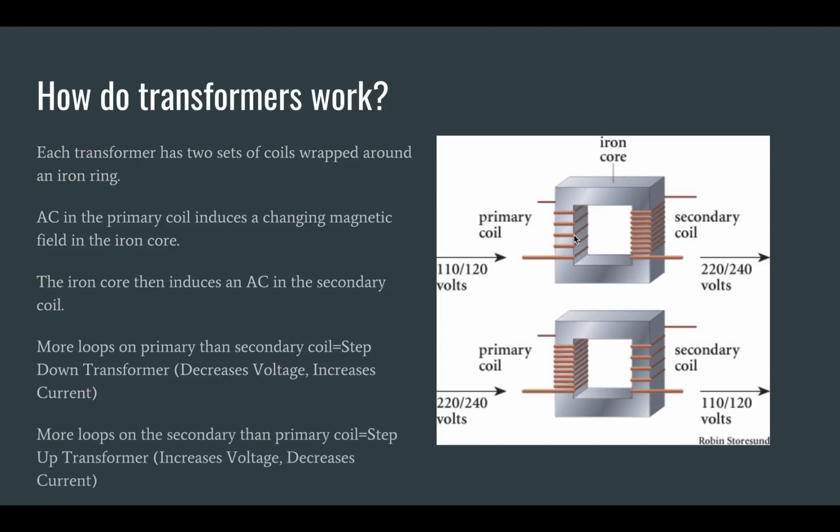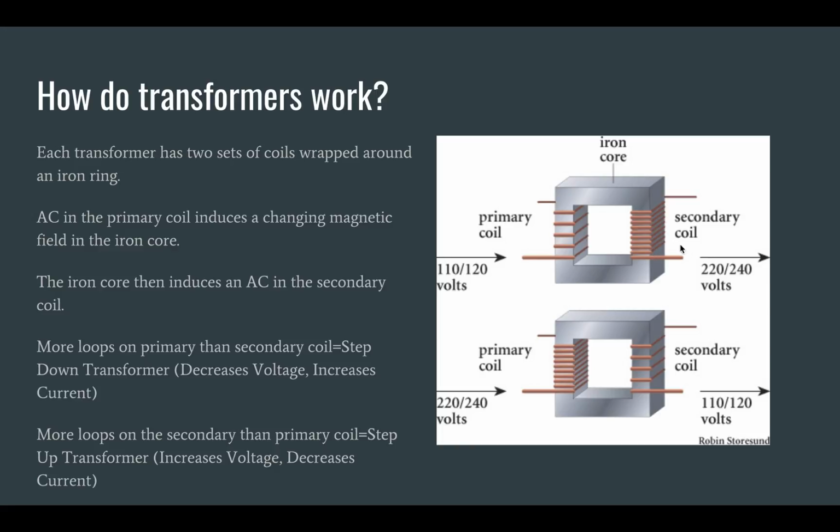If you have more loops on the secondary coil than the primary coil, that is a step-up transformer, in which the voltage will be increased and the current will be decreased. So if you think back to electricity when we were talking about electric power, you'll remember that power equals current times voltage. And so what we're doing here is we're actually maintaining the same electric power in this circuit, but we are changing the voltage and the current. And so the power is remaining the same.